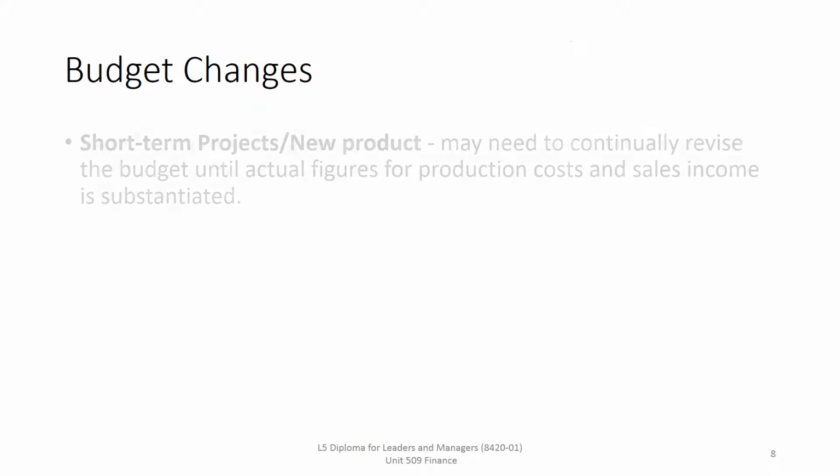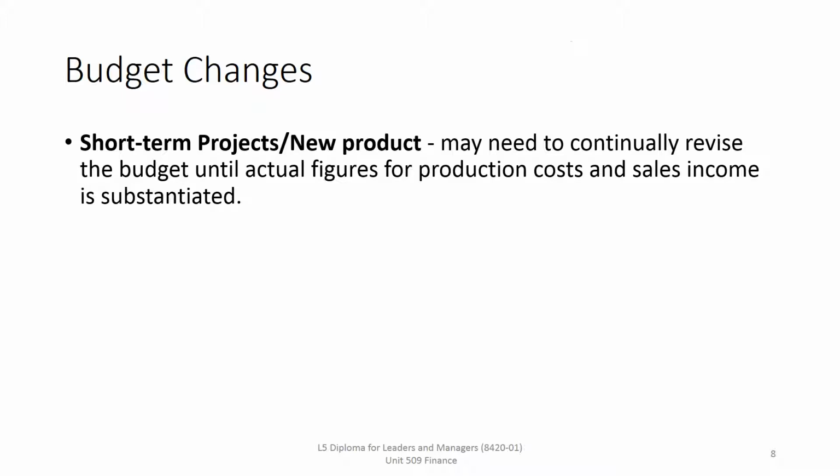This might be to trim excess spending, reallocate revenues, or to make allowance for unexpected or uncommon expenses, or as we've talked about, inaccurate forecasting. Reasons for budget revisions might also be things like short-term projects or projects for new products or ideas. They may need to be continually revised until the budget and the figures and production costs can actually be worked out or substantiated because it's totally new.